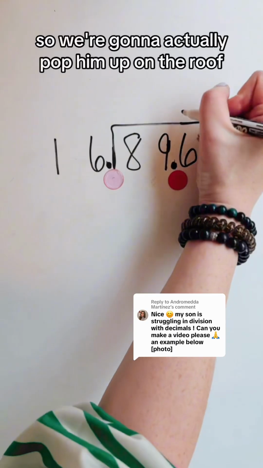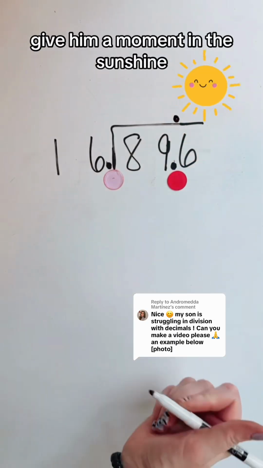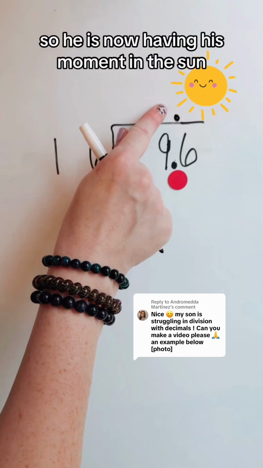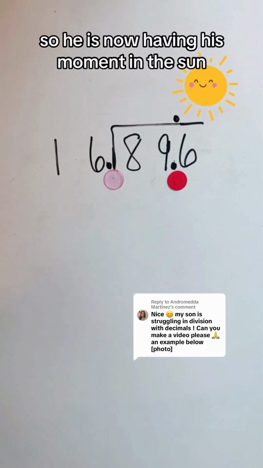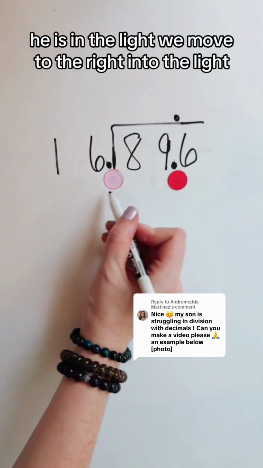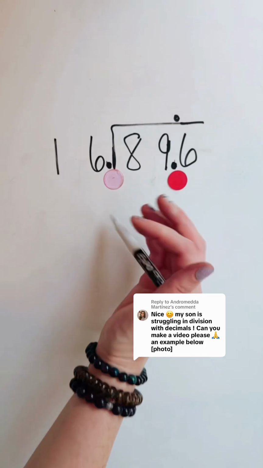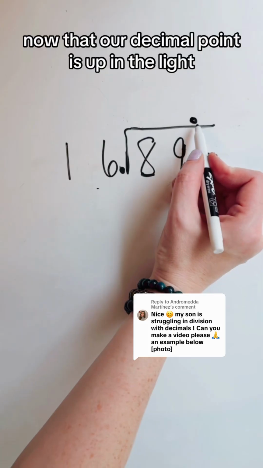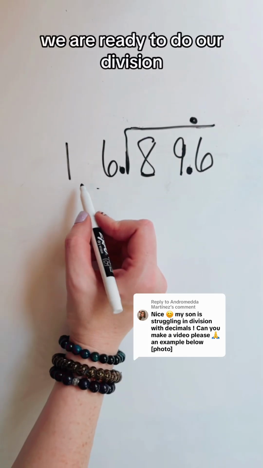So we're going to actually pop him up on the roof, give him a moment in the sunshine. So he is now having his moment in the sun. He is in the light. We move to the right, into the light. Now that our decimal point is up in the light, we are ready to do our division.